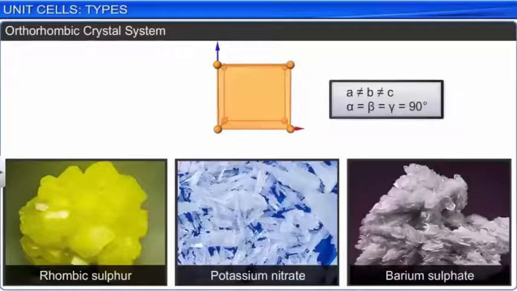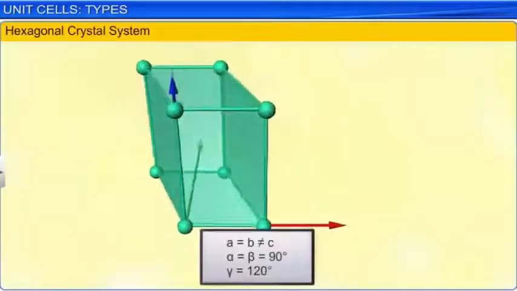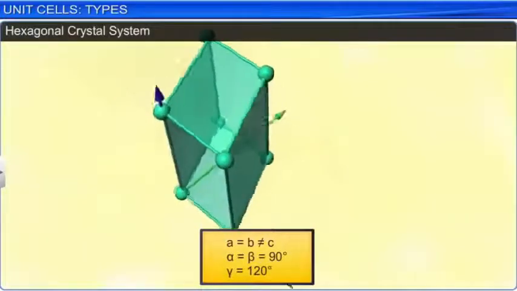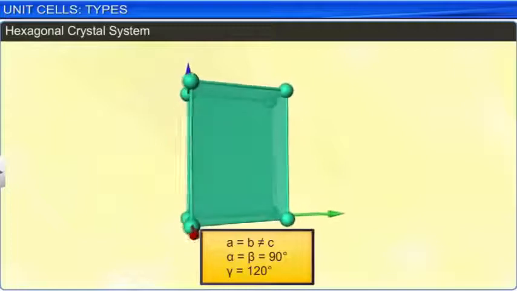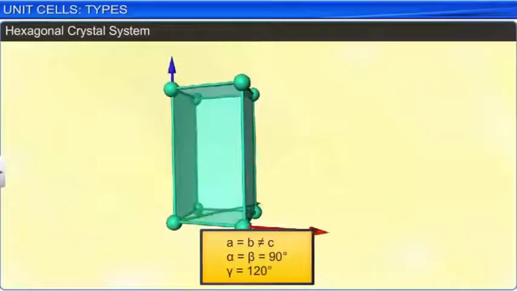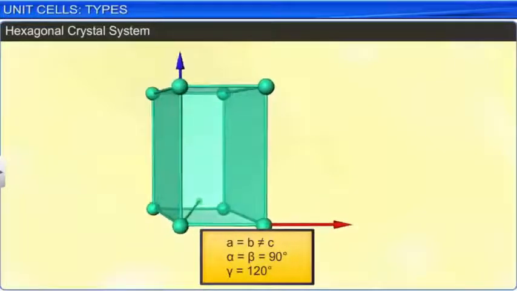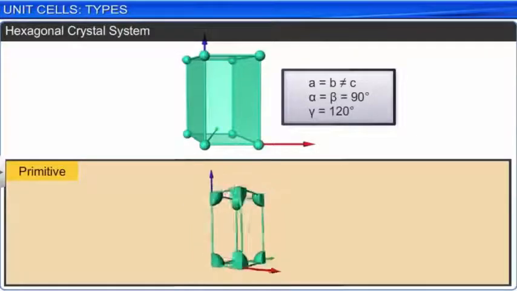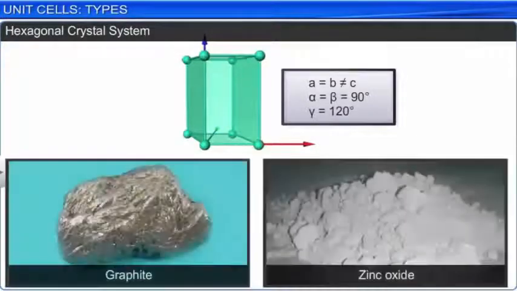In a hexagonal crystal system, two edges are of equal length. Two angles are of 90 degrees and one angle is of 120 degrees. The only possible lattice is primitive. For example, graphite, zinc oxide.